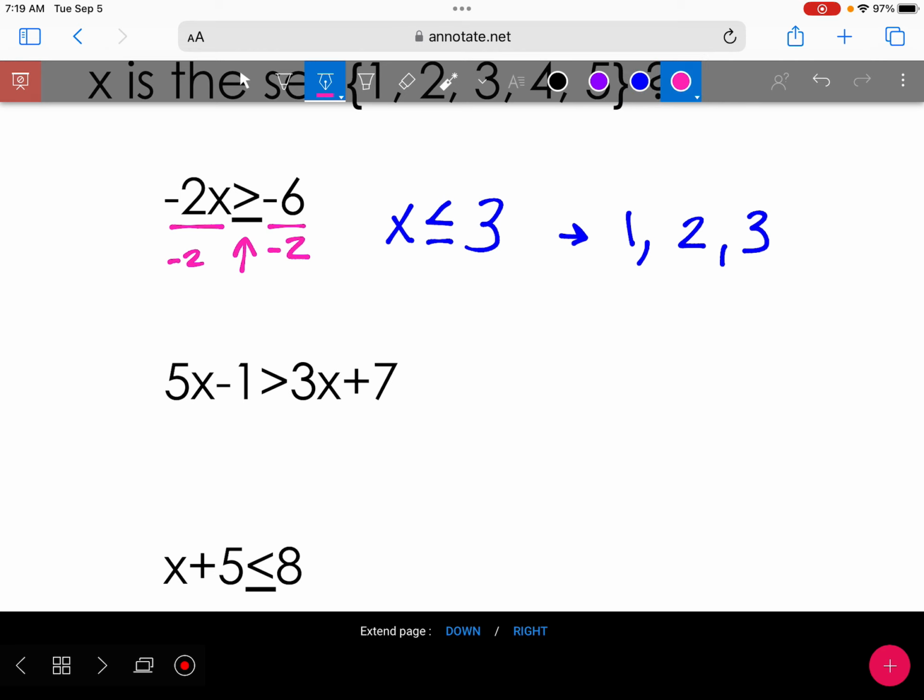On the second one, we need to get all of our terms together. I need to get my x's together. I need to get my numbers together. So what do you want to move? Which one do you want to move? 5x or 3x? The 3x. If we move the smaller one, we wind up with less negative numbers, and we really like that because negatives are annoying. So we're going to minus 3x from both sides. It's going to give us 2x minus 1 is greater than 7.